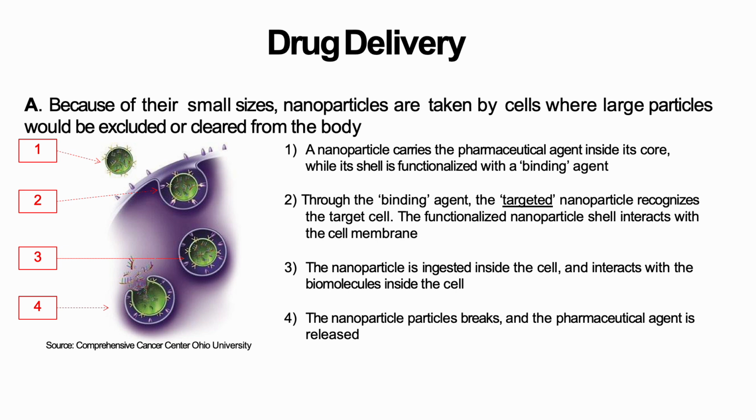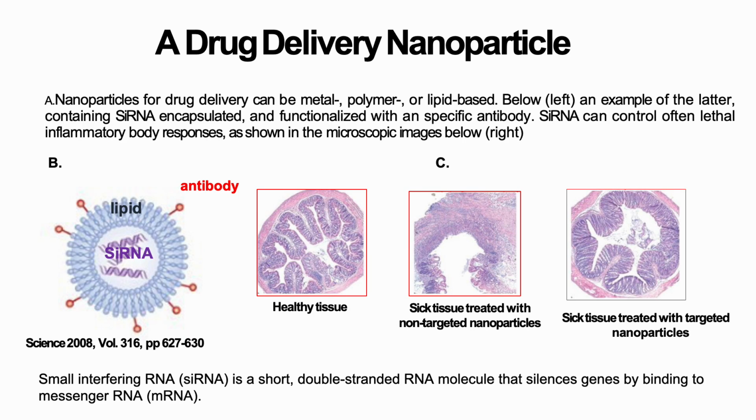In step number 4, the nanoparticle breaks and the pharmaceutical agent is released. Now the pharmaceutical agent can be a dye, can be just a color, it can be a phosphorescent product. It can also be, as you see, a pharmaceutical agent. So this is what we are looking at when we talk about drug delivery as well.